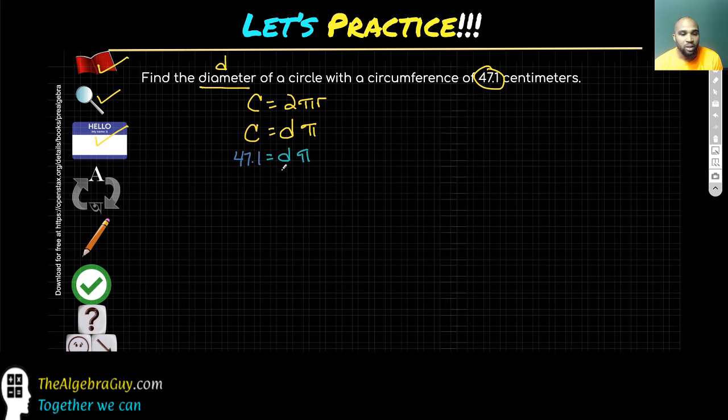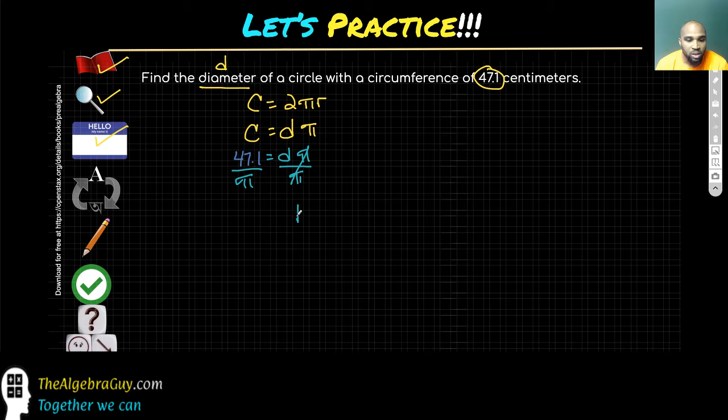So how am I going to find D? Well, I need to isolate D by itself. So I'm going to divide by pi there. They didn't tell me how to round this, but I'm going to go ahead and round to the nearest, let's say hundredths this time. Since they gave me the tenths place, I think it's customary to go one more decimal place over when you're working the answer. So we'll go to the hundredths.